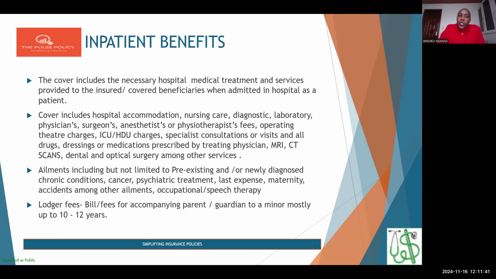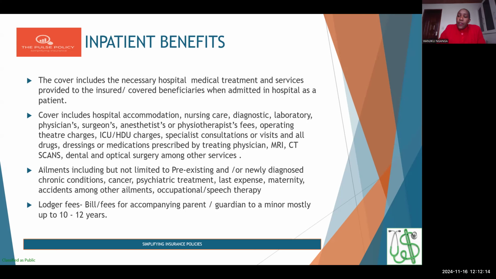benefits. And of course, this covers the hospital accommodation, just as I've mentioned, the bed charges, nursing care, diagnostic lab, physicians or surgeons, anesthetics, physiotherapy fees, operating charges, ICU or HDU, specialist consultation or visits, the drugs, if you need any dressings, medication, MRI, CT scans, dental, optical, among other services that you may require medically when you are admitted in the hospital.